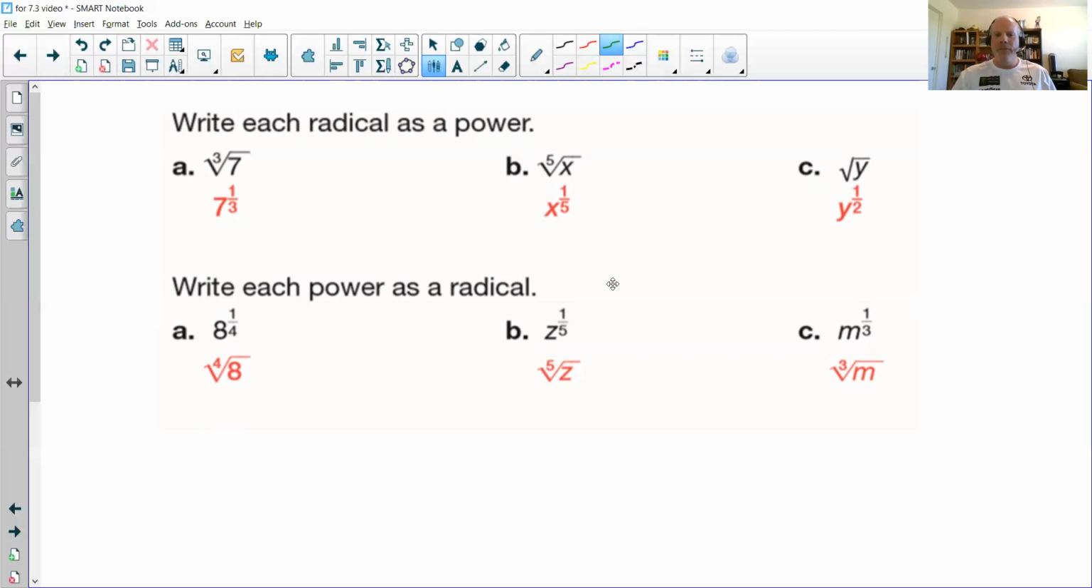Z to the 1/5 becomes the 5th root of z. And finally, m to the 1/3 power is equal to the cube root of m.